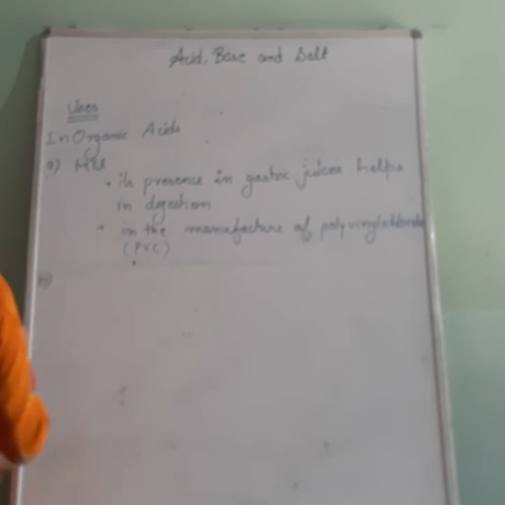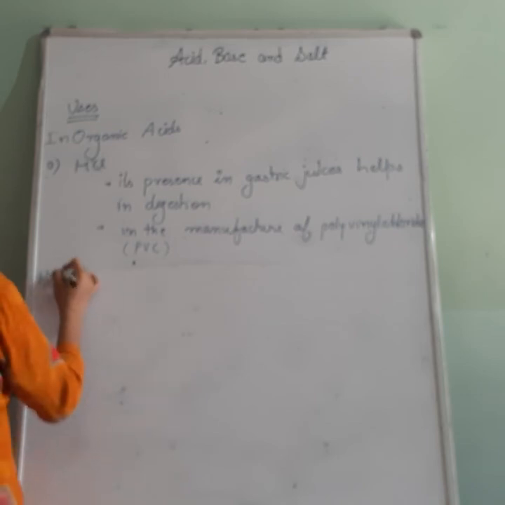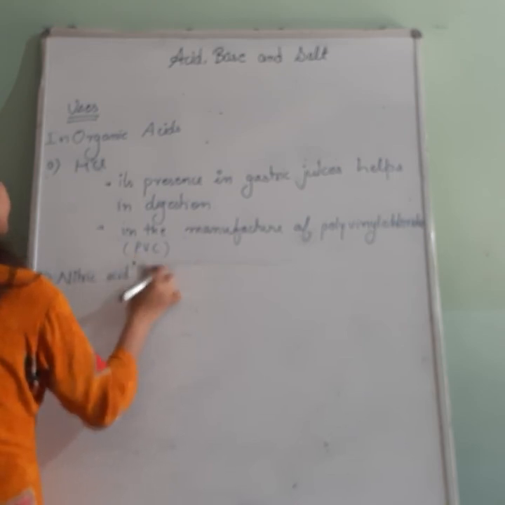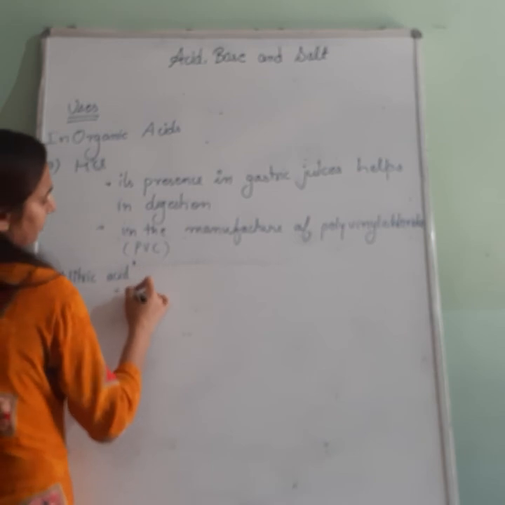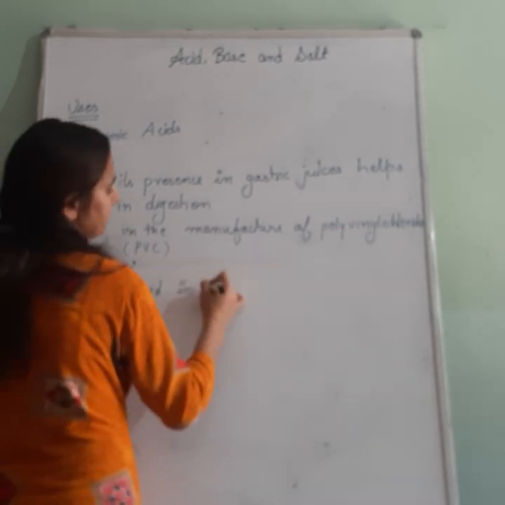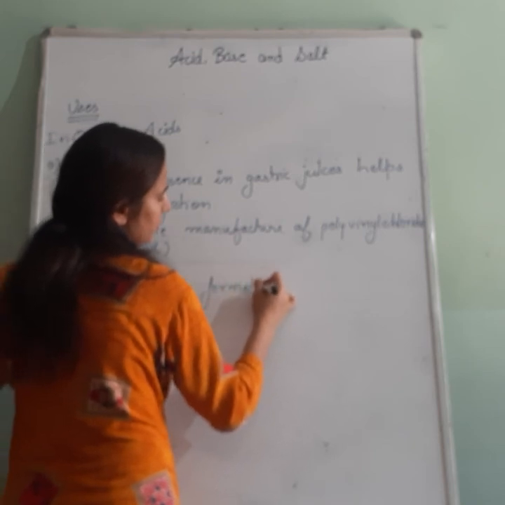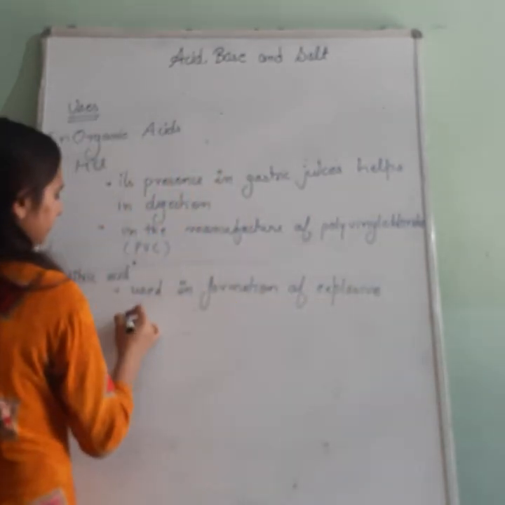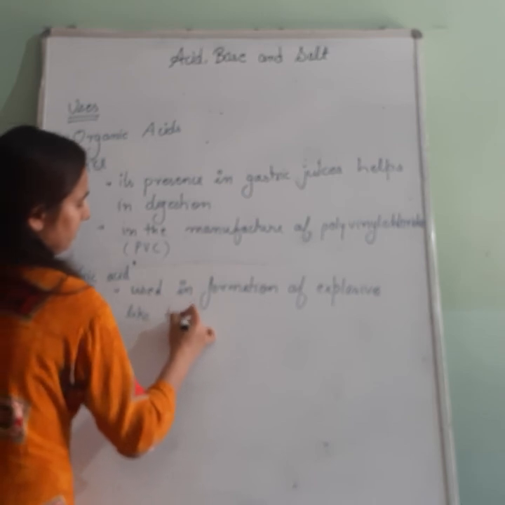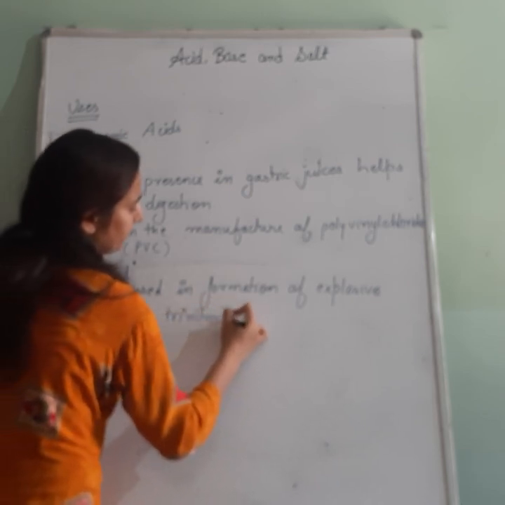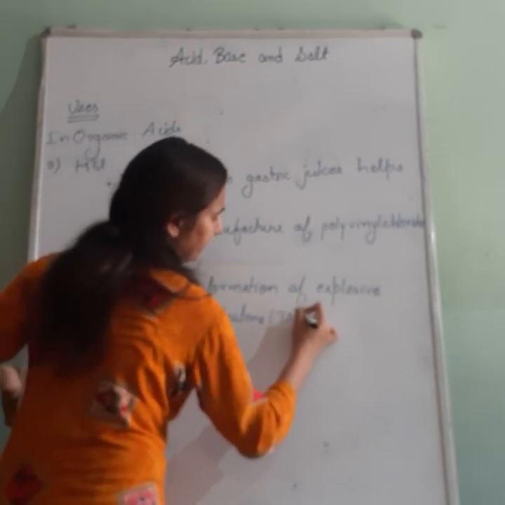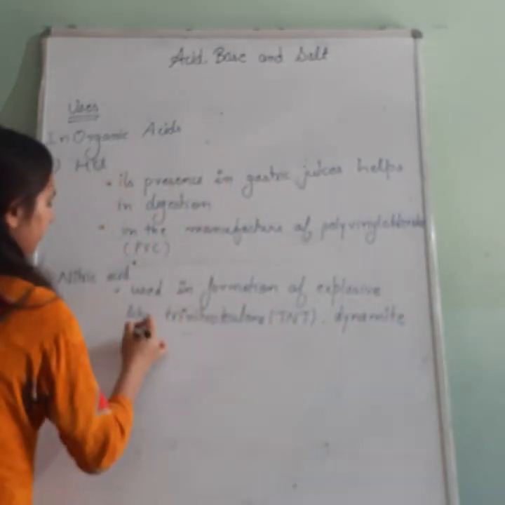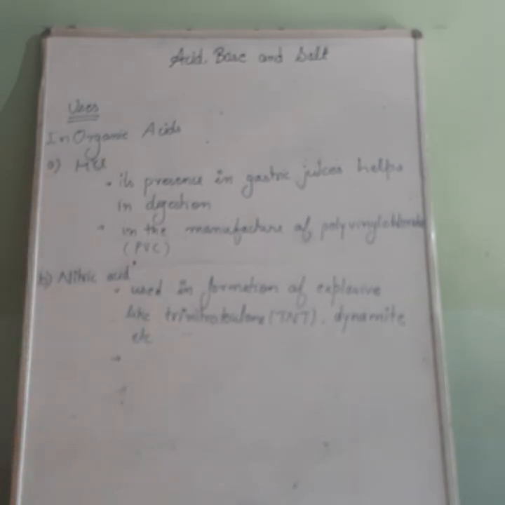The next inorganic acid is nitric acid. First one, used in the preparation of explosive, like trinitrotoluene, which is also known as TNT, dynamite, etc. एक्सप्लोजिव मटेरियल्स को बनाने में हम नाइट्रिक एसिड को यूज करते हैं.